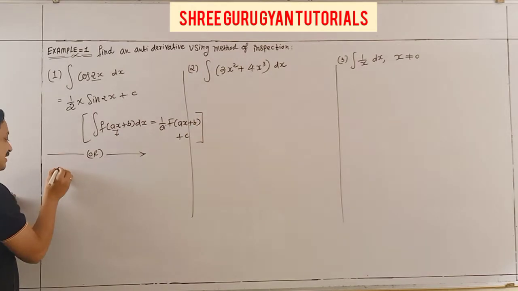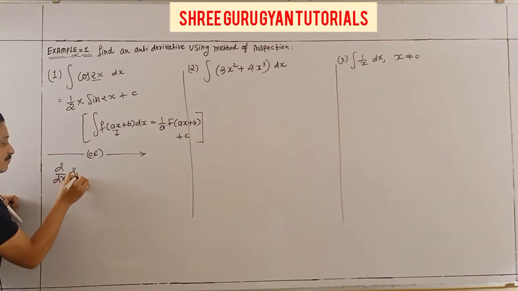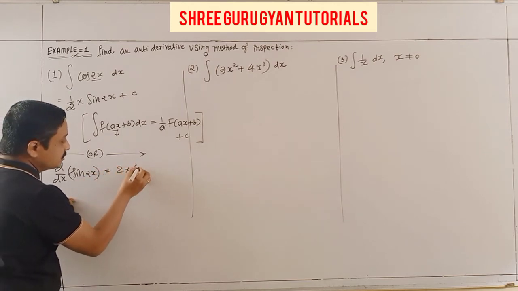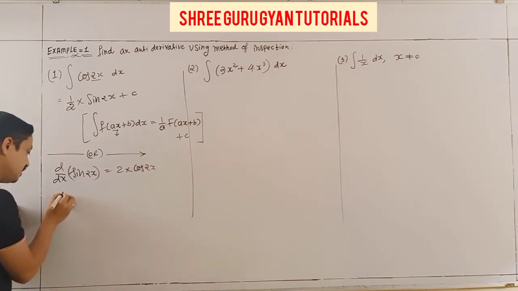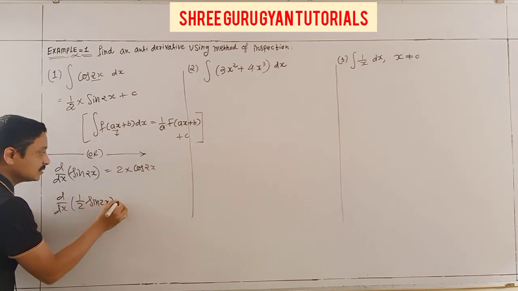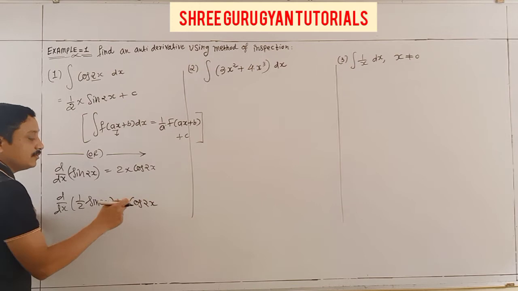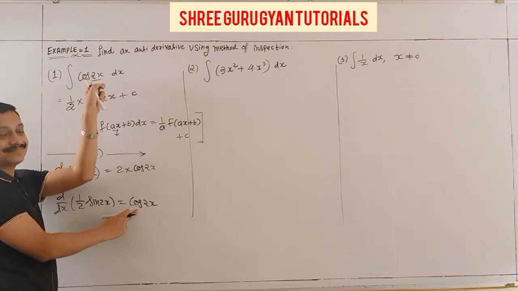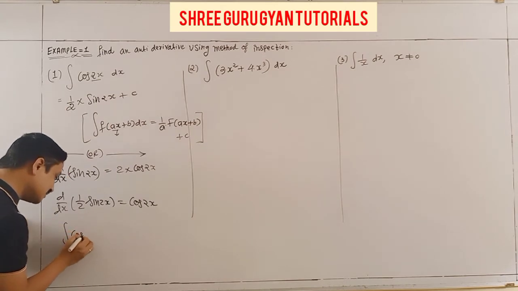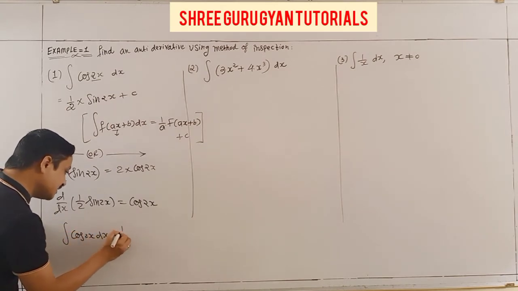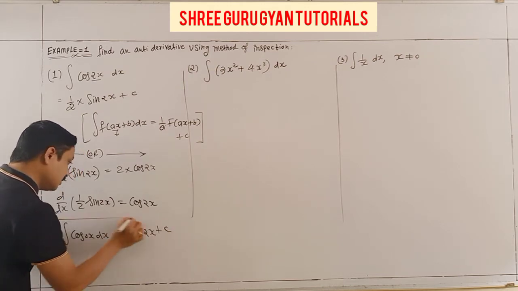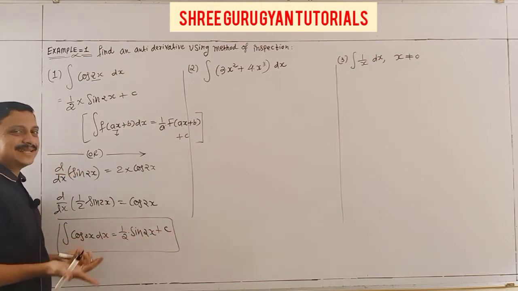In the other method, I explain the method of inspection. d/dx of sin 2x we can show is 2 cos 2x. So d/dx of half sin 2x is what? Cos 2x. It means this integration is as already written. So the integration of cos 2x dx, an antiderivative, is half sin 2x plus c. And that is the answer.